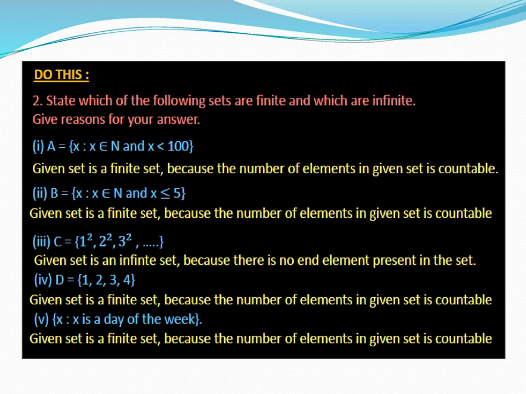Now D equals 1, 2, 3, 4. So it is countable. How many elements are there? 4 elements. So you can count that. So the given set is a finite set. And E, x such that x is a day of the week, is also countable. So the given set is a finite set because the number of elements in the given set is countable.